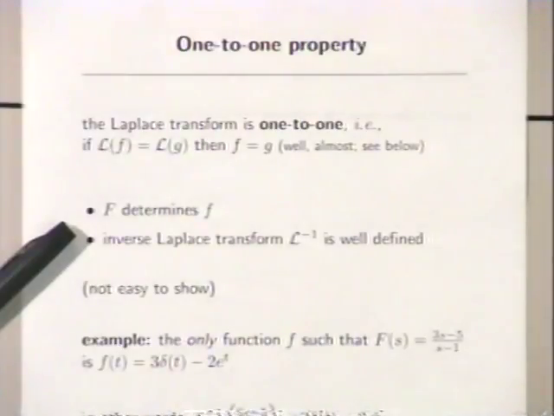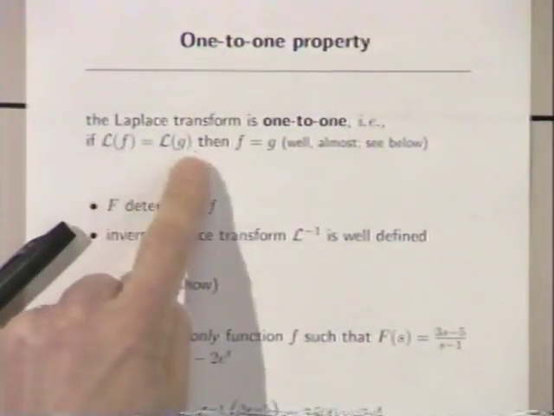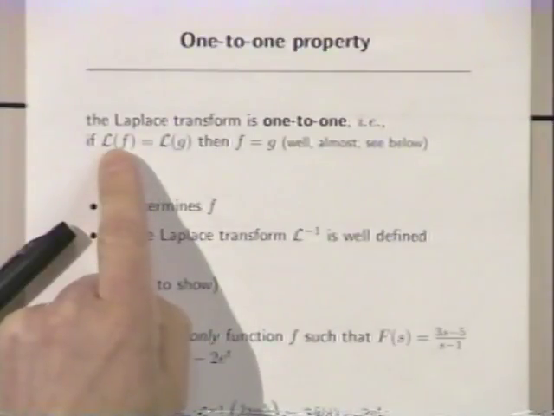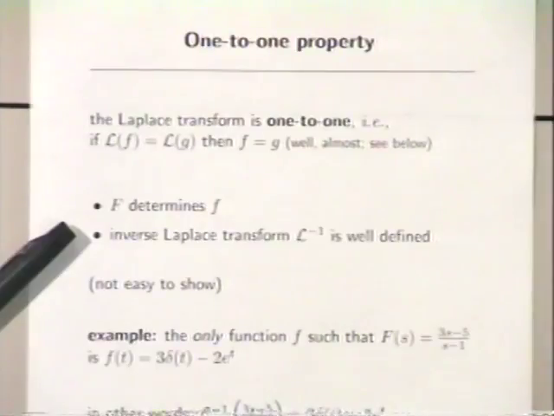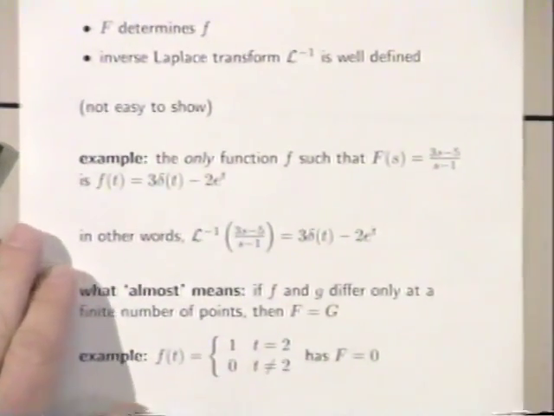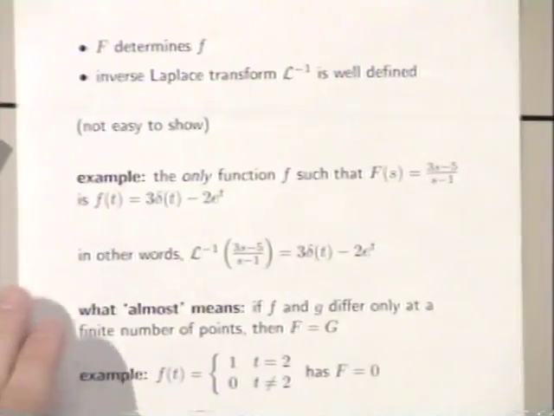So let's talk briefly about what it means. It says that if you have two functions, two time signals, and their Laplace transforms are the same, then they're the same. Now, in fact, it's not quite true, and we'll talk about what the exception is. By the way, this is not easy to show. This is not simple, and you'll be spared a discussion of this.